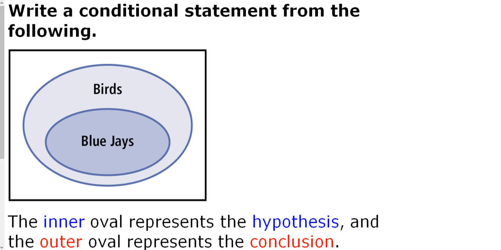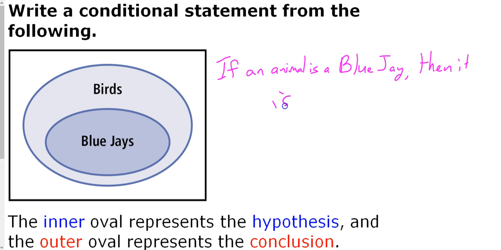Write a conditional statement from the following. So our blue jay is on the inside. Every single blue jay is a bird, and we've got other birds like cardinals and orioles that are part of birds but are not blue jays. So write a conditional statement from this statement. It would say if an animal is a blue jay, then it is a bird. And we're done with our conditional statement.